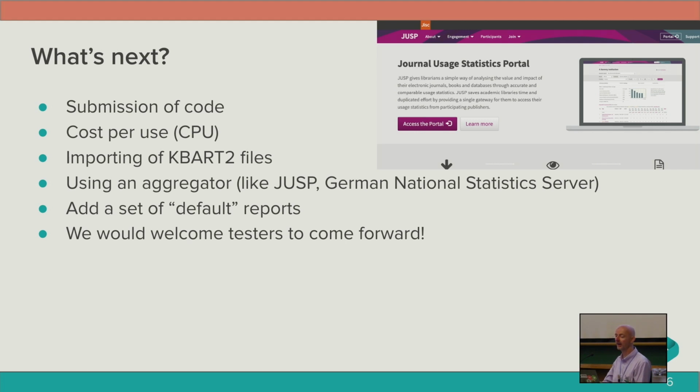The ability to add aggregators. So in some regions, aggregators provide aggregated statistics for all your platforms. So there's the German National Statistics Server, but in the UK we have a service called JUSP, who also do the same thing. And again, we've been sponsored to add the ability to do that. We'd quite like to add a specific set of default reports in those saved reports that might just be useful for everyone. So that's probably something we'll have a look at.